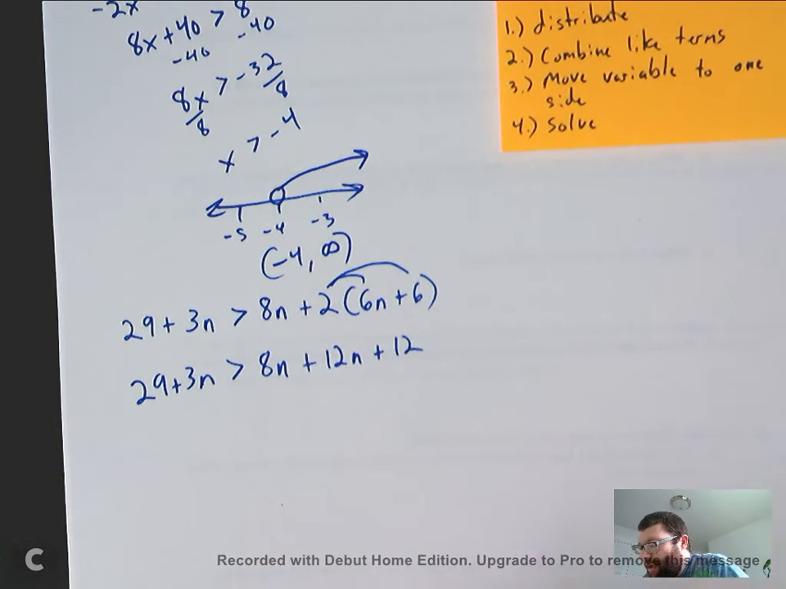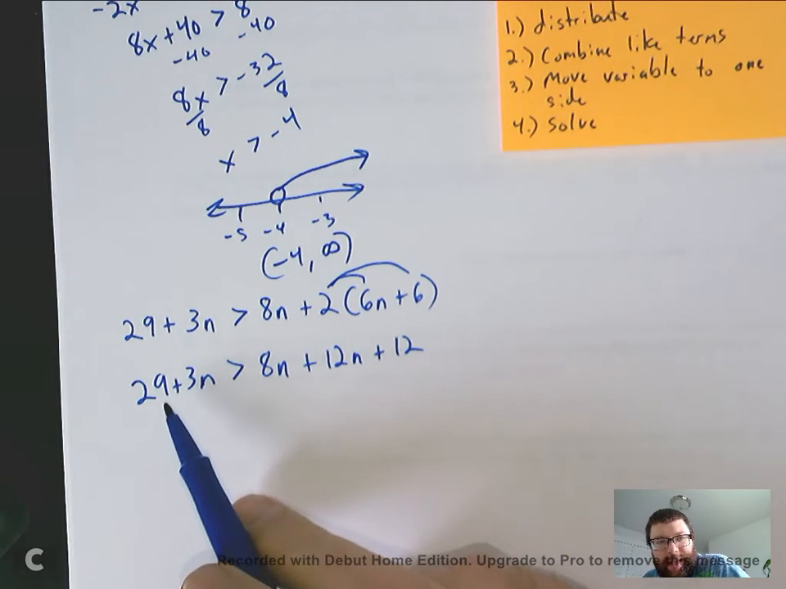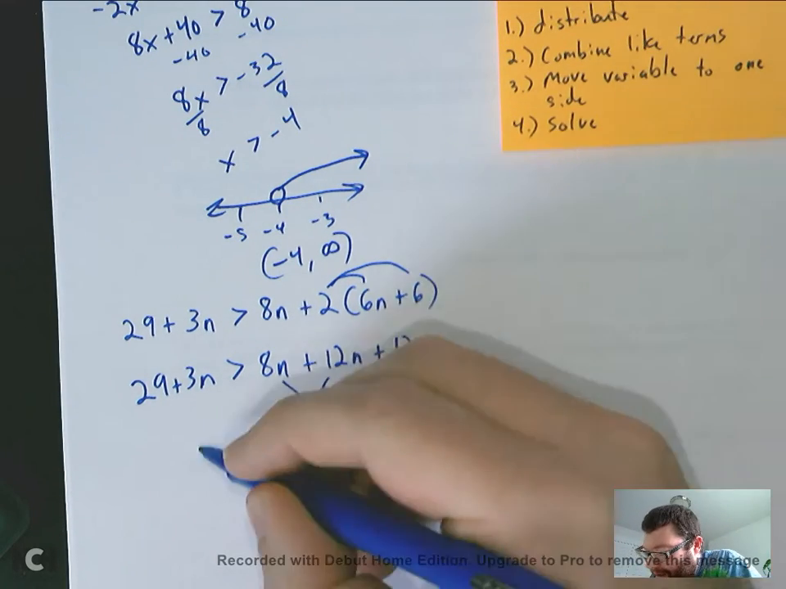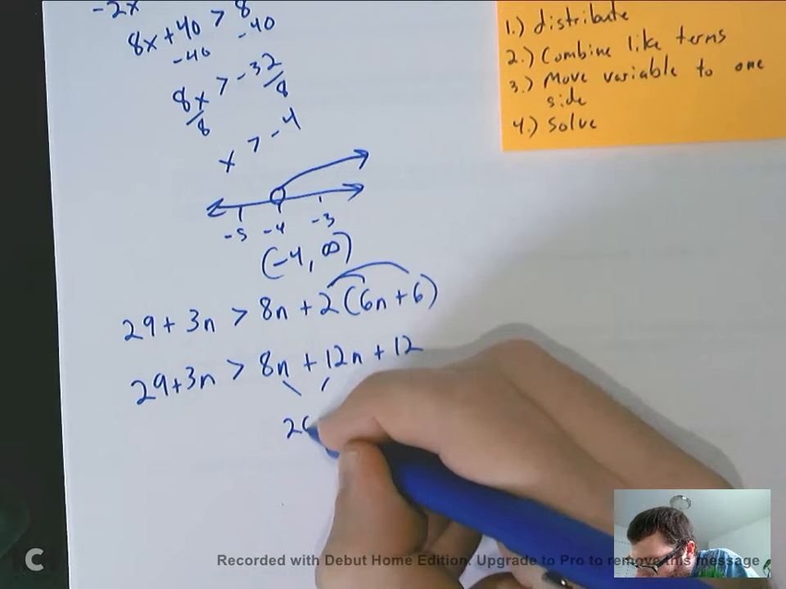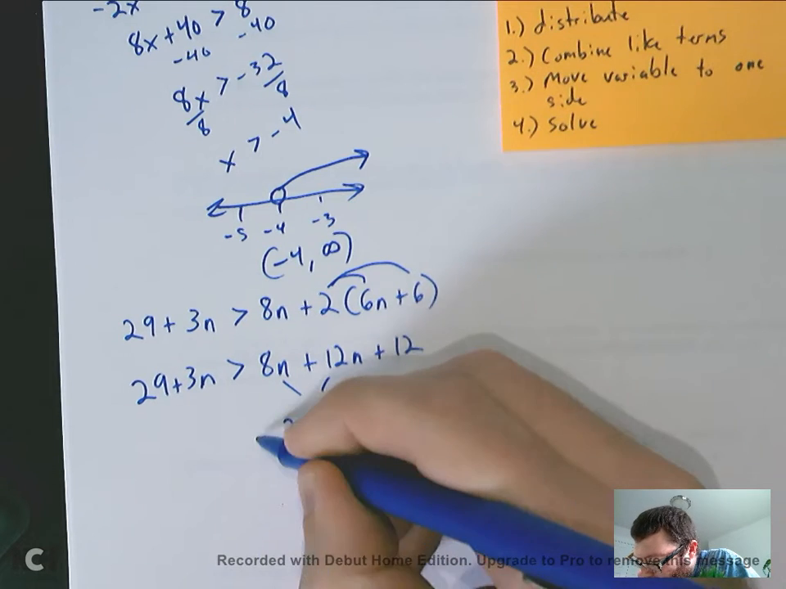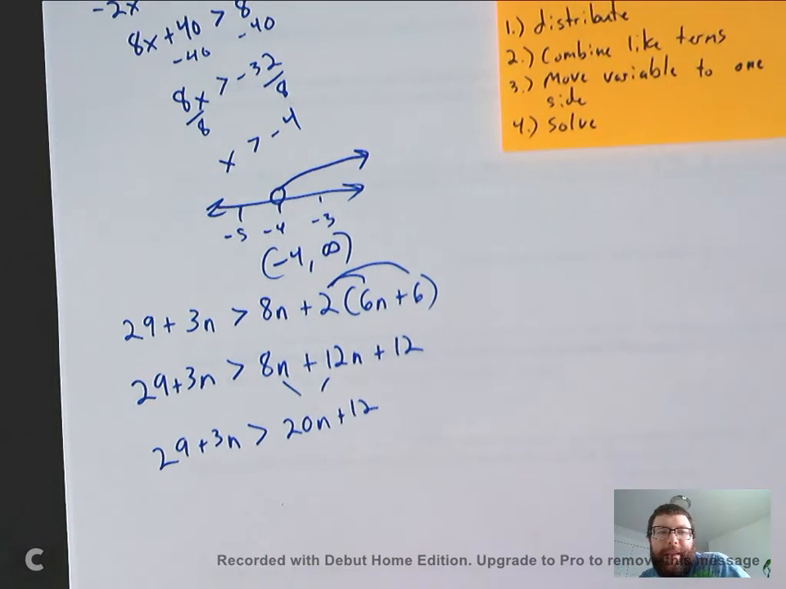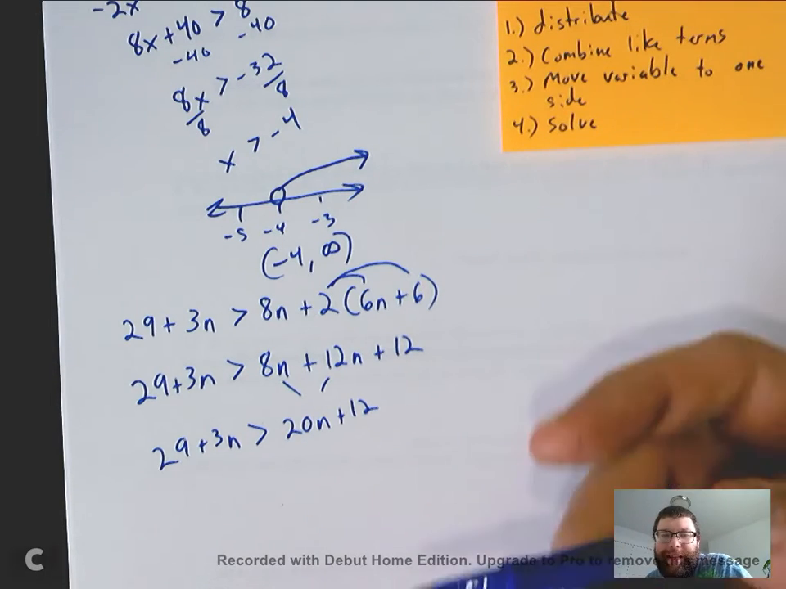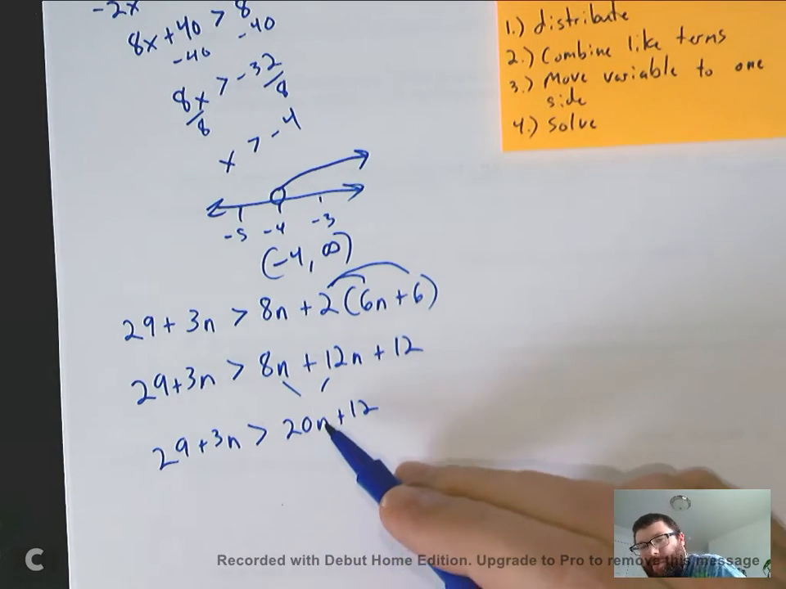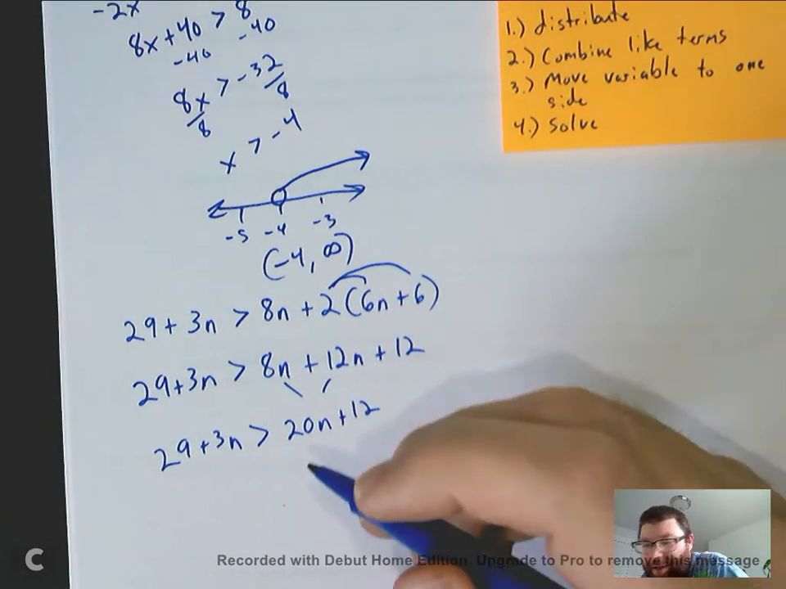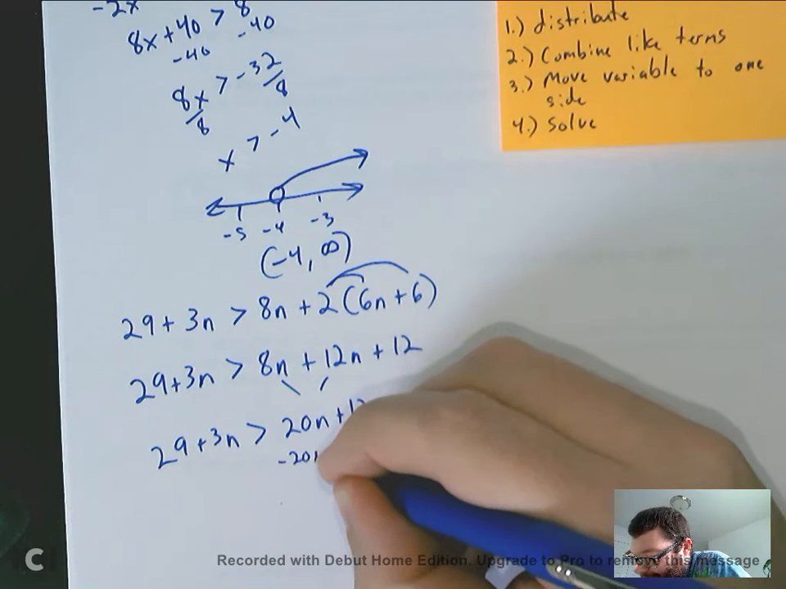Okay. All right, now the next step is combine like terms. Don't have any like terms on this side, but I do have like terms here. So 8n and 12n, I'm going to get 20n plus 12. And then I still have the 29 plus 3n right there. Okay, now move the variable to one side. Again, doesn't matter which variable you want to move. I always like to move the smaller one, but I could move this 20n over. In fact, let's do it. Let's move the 20n. So minus 20n.